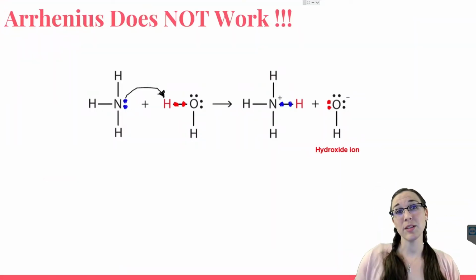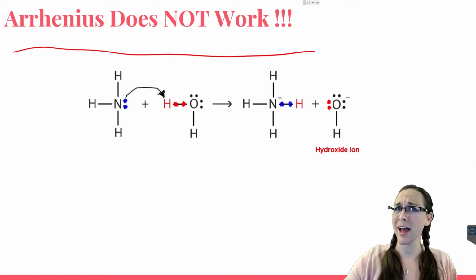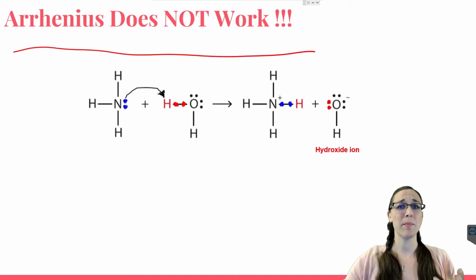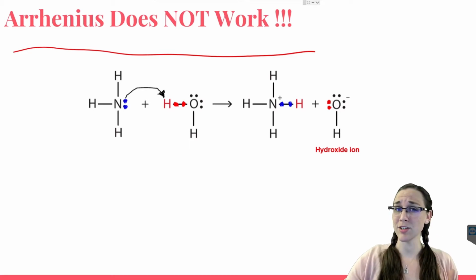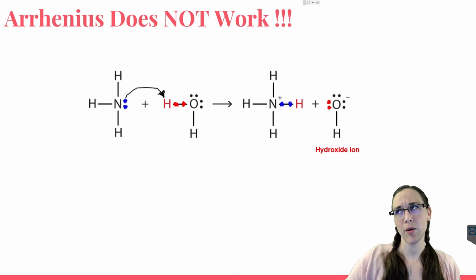Now, it's also important to note that Arrhenius does not work for all scenarios in identifying acids and bases. This is why Bronsted and Lowry came in the 1900s to give us a new definition. Let's see if you can figure out what the definition, according to Bronsted and Lowry, would be instead of Arrhenius.